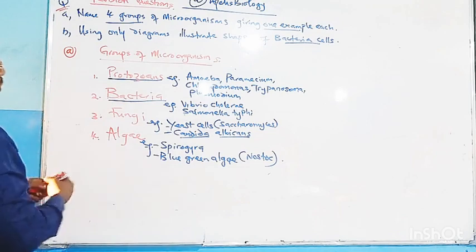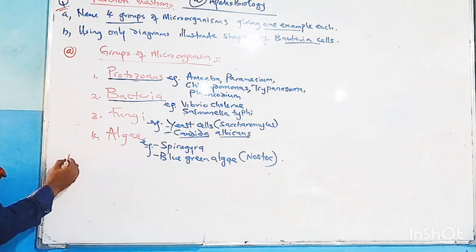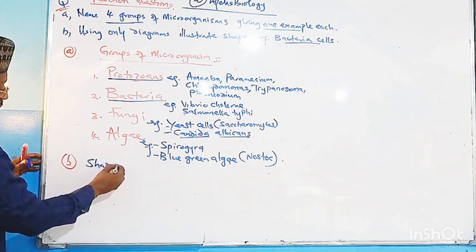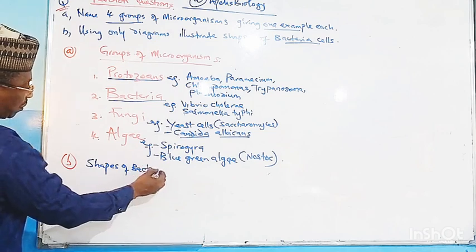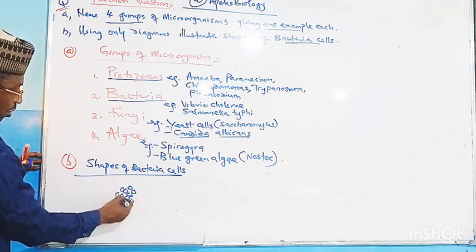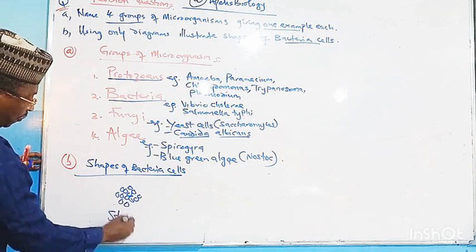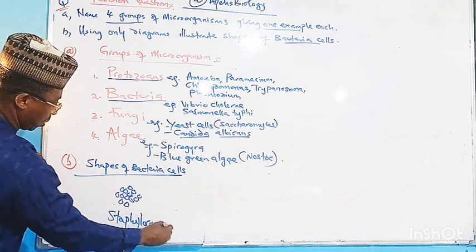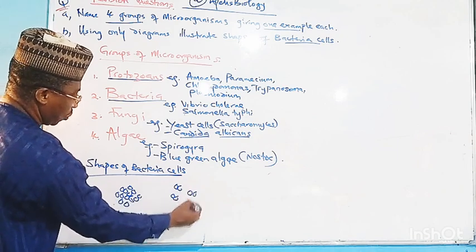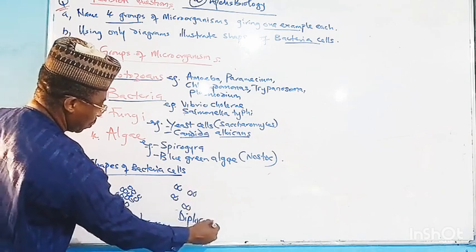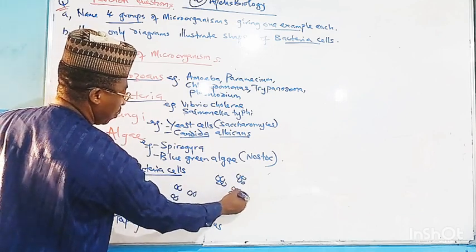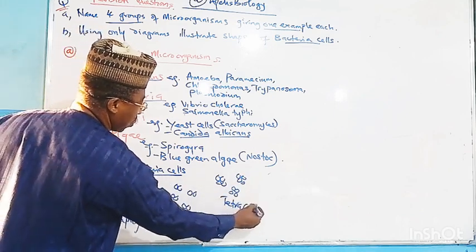And they say, using labelled diagrams, illustrate the shapes of bacterial cells. For B, the different shapes of bacterial cells: you have them in different shapes. You have these ones like this, that can be clustered together, they are spherical. We call them Staphylococcus. You have the ones that are in twos, just in groups of two. We call them Diplococcus. We have the ones that are spherical in groups of 4. We can call them Tetracoccus.